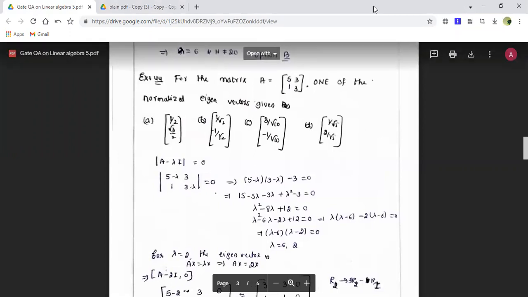They're not asking only for the eigenvector. You have to be very careful. They're asking for the normalized eigenvector. So we have to be very, very careful. Whatever eigenvector you get, you have to normalize it further in order to get the normalized eigenvector. So let's begin with the matrix.